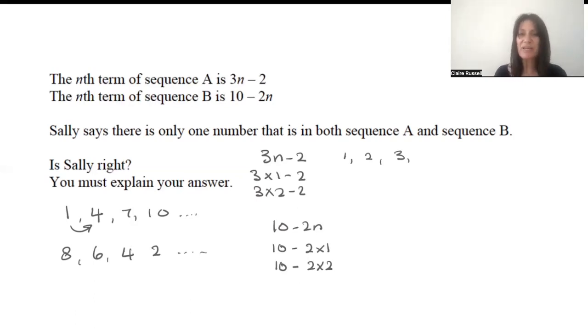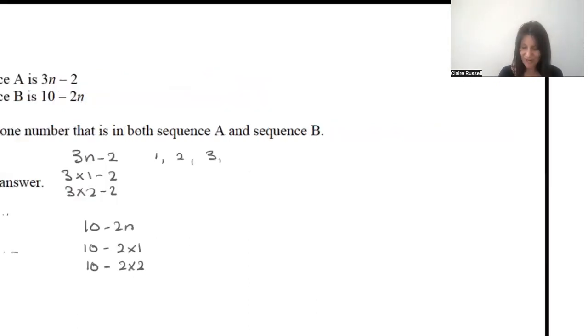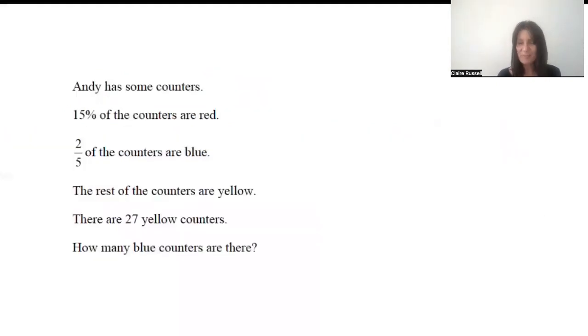Sally says there is only one number that is in both sequences, and we can see that that is true. 4 is the only number. And obviously, because these are getting bigger and these are getting smaller, there's no way we're going to see any more. And that's how you would explain your answer. Yes, she's right. 4 is in both, but the more you can say, the better. You know, one is going up, the other's going down. There won't be any more. Okay. Right, next question. Hit pause, press play when you're ready.